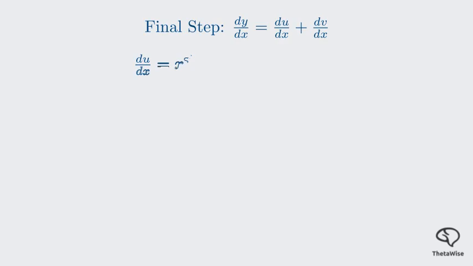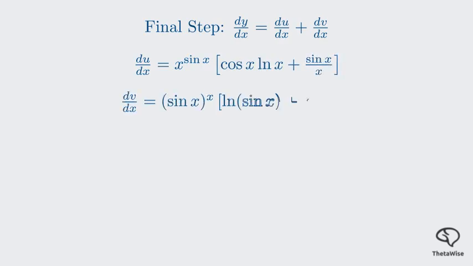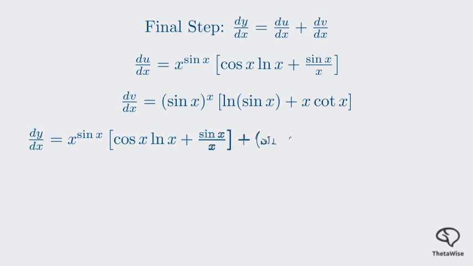This was the expression we found for du/dx, the derivative of the first term. And this was the expression for dv/dx, the derivative of the second term. The final step is simply to add these two results together. So, our final answer for dy/dx is this entire sum. We have the derivative of the first term, x to the sine x times its bracket, plus the derivative of the second term, sine x to the x times its bracket.